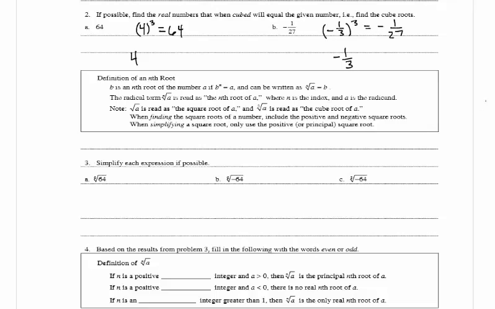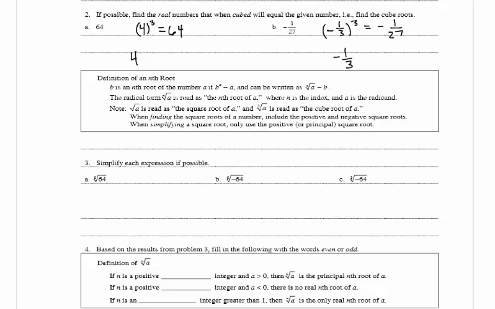Definition of an nth root. b is an nth root of a number a if b raised to the n is equal to a, and can be written as the nth root of a is equal to b. The radical term, the nth root of a, is read as the nth root of a, where n is the index and a is the radicand.